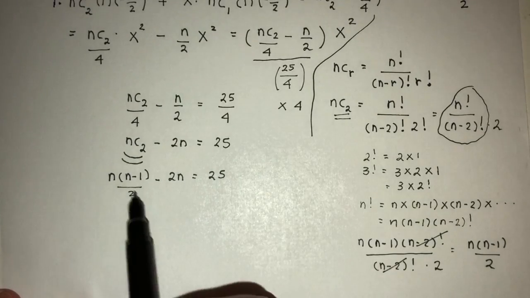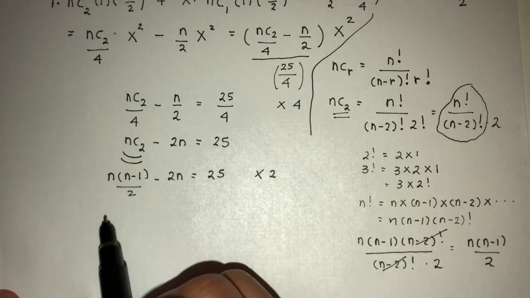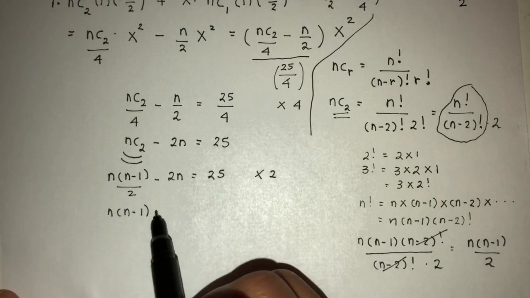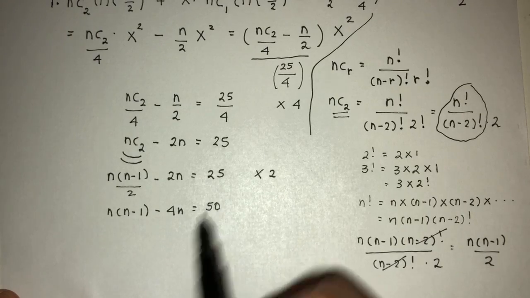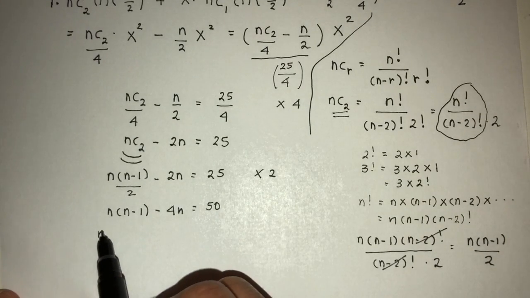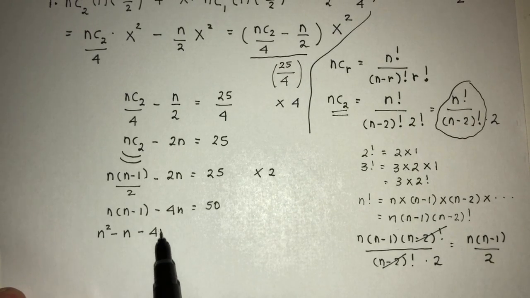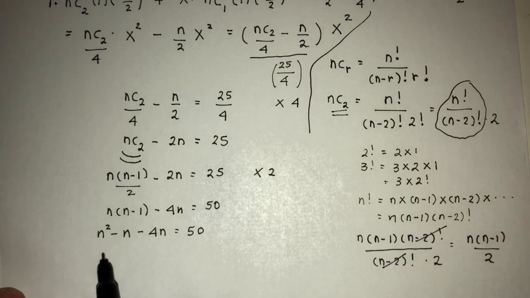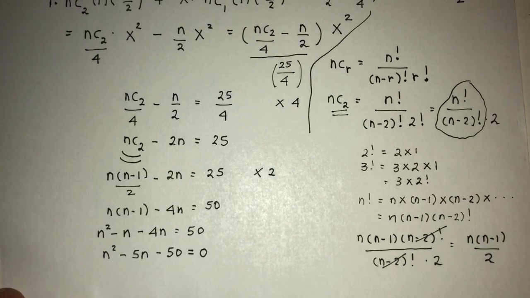Now you want to, of course, eliminate the base. You have to multiply by 2. Everywhere you will have n minus 1 times n minus 4n equal to 50. Now simplify, that will be n squared minus n minus 4n equal to 50. Simplify, n squared minus 5n minus 50 will be 0.